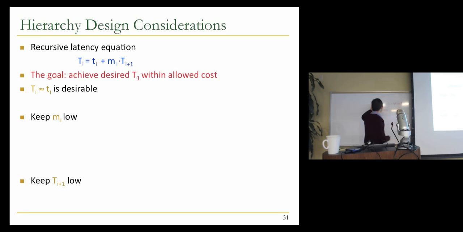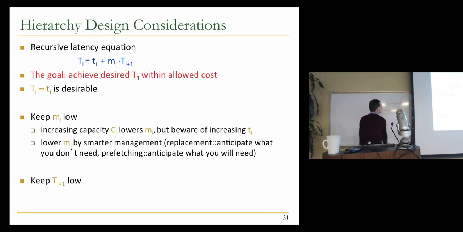If you would like to minimize the Ti, then your capacity needs to be smaller. Let's assume that you have some Ti that's inherent. You would like to minimize this portion. So how do you minimize that portion? Well, you can keep the miss rates at this level low, or you can keep the Ti plus 1, the access latency of the remaining levels, low. So in order to keep the miss rates at this level low, you should increase the capacity, right?